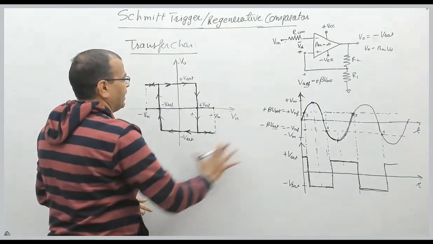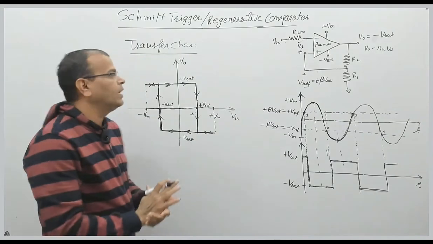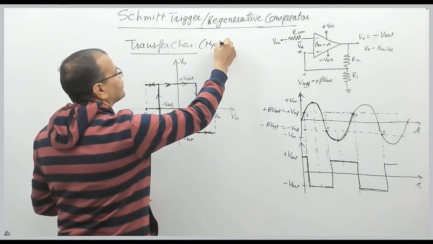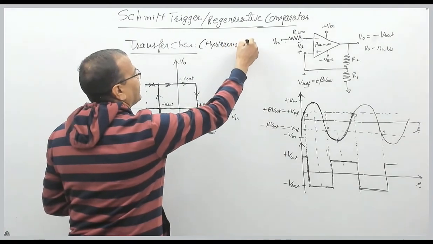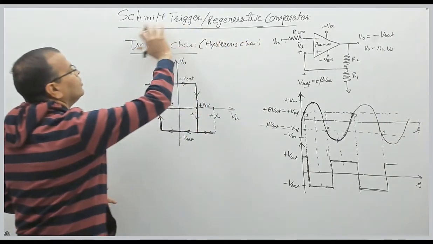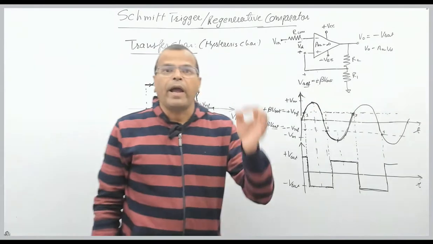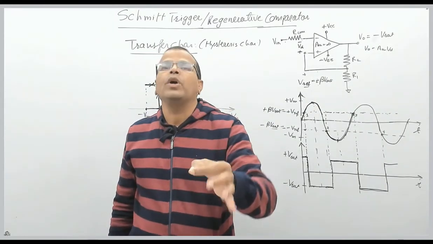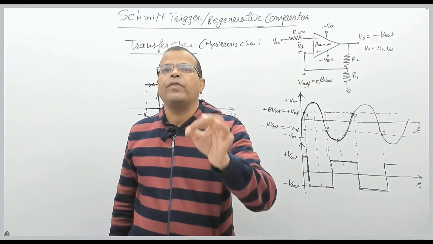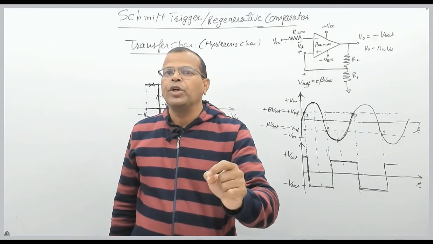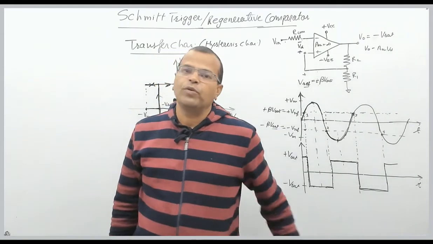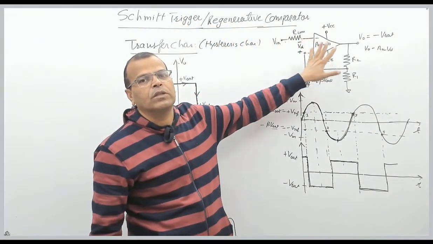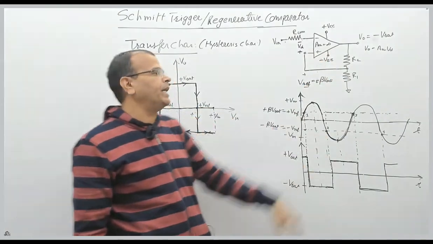I hope this characteristic is clear, right? And this is called hysteresis characteristic. It means your Schmitt trigger exhibits a characteristic called hysteresis characteristic, which is a variation of output voltage with respect to input voltage. So this is the characteristic of this circuit, which is nothing but the Schmitt trigger, right?